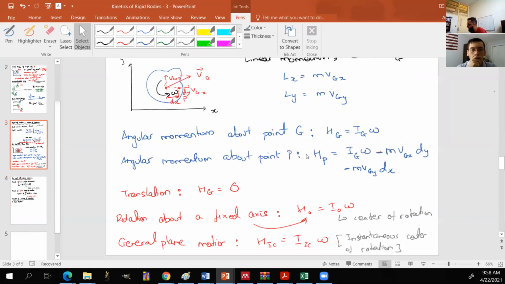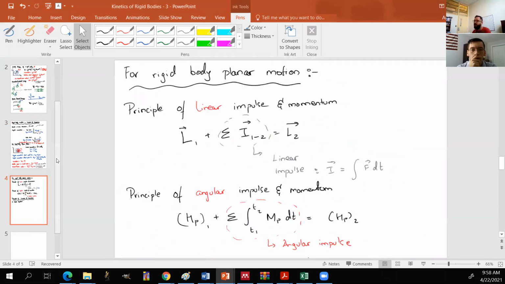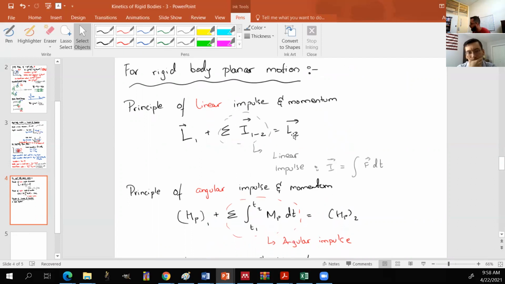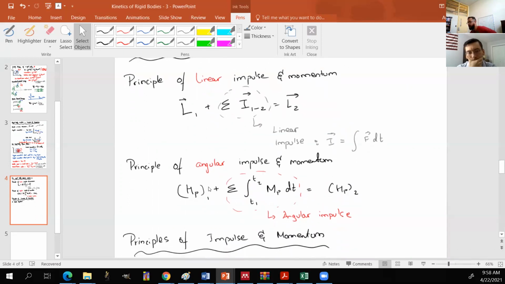Okay, and then finally, we've got our concepts of impulse and momentum, which is exactly the same thing. So for your linear impulse and momentum, your initial momentum plus whatever impulse is imparted by your external forces is equal to your final momentum. And then the same thing applies for your angular impulse and momentum.